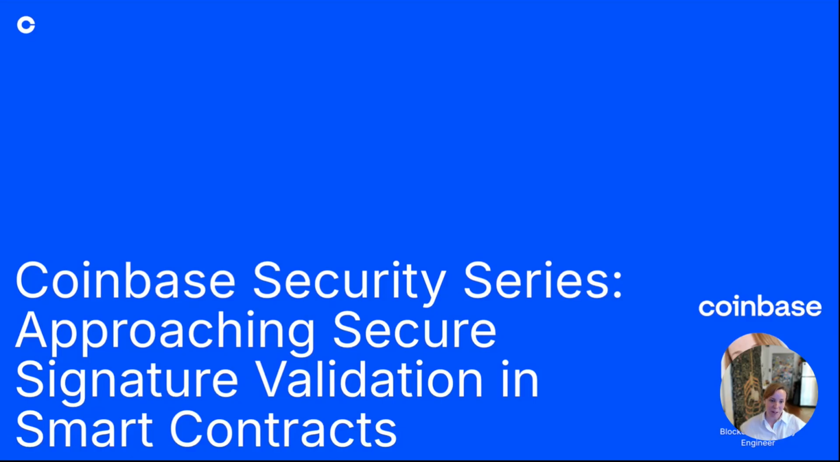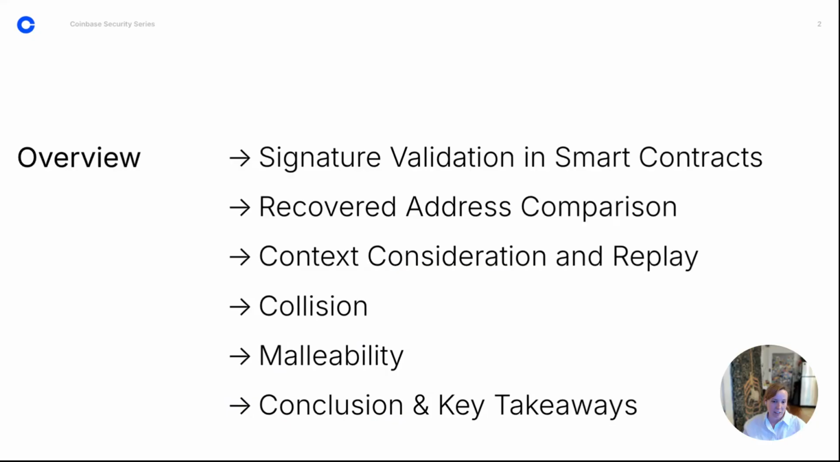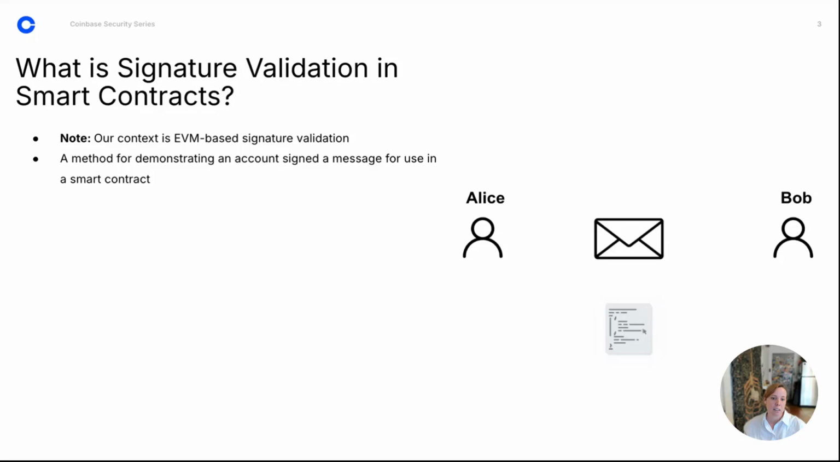Thanks, Dan. All right, so we're going to be talking about approaching secure signature validation in smart contracts today. Just to give an overview of what we'll be talking about, we're first going to go through what signature validation in smart contracts looks like, and then we'll get into the meat of what are some of the things that we need to consider as vulnerabilities and security risks when we're looking at signature validation in smart contracts, and we'll wrap it up with key takeaways at the end.